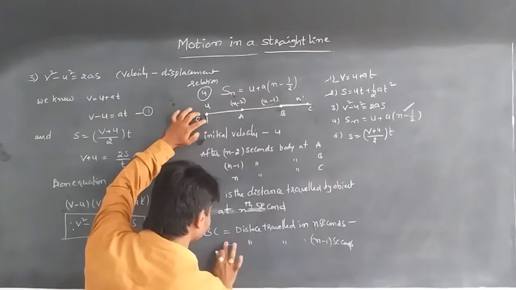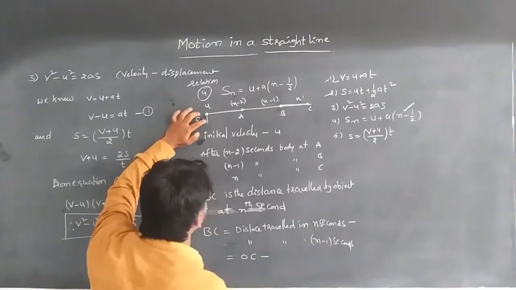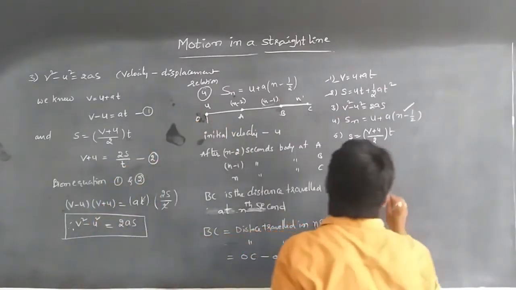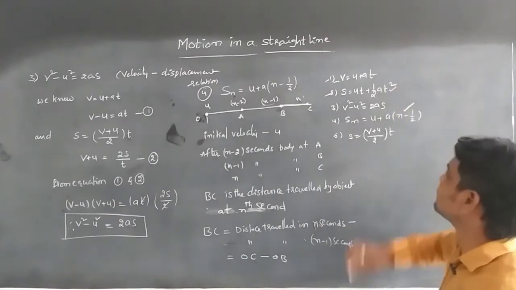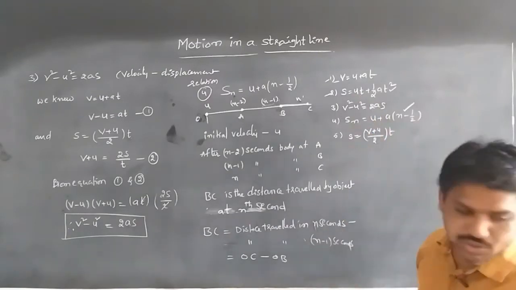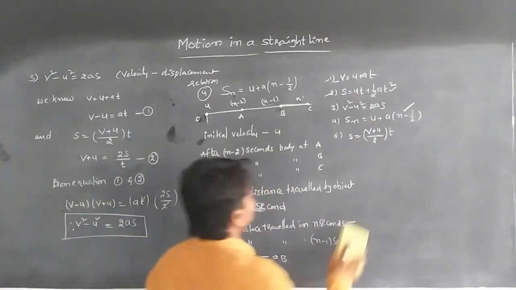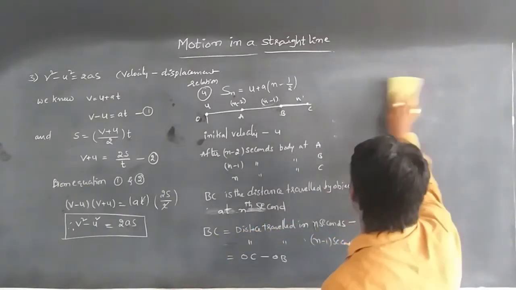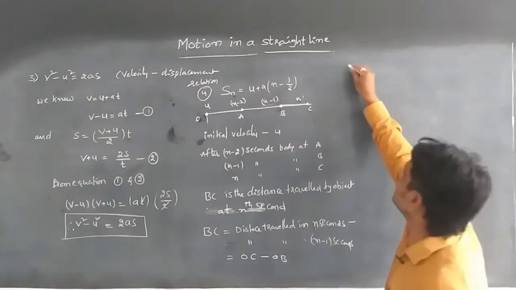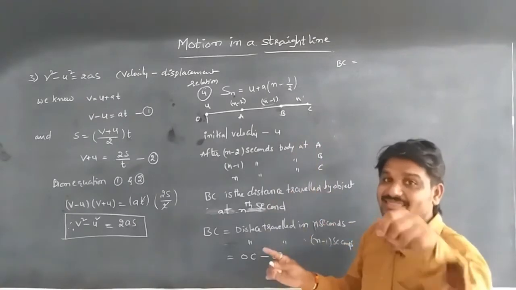Distance traveled by a body in n seconds from this place to C is OC minus the distance OB. From this relation we have the equation to find the distances, that is S is equal to ut plus half at square. So from that S equal to ut plus half at square, we can measure the distances. That is BC, the distance traveled at nth second.